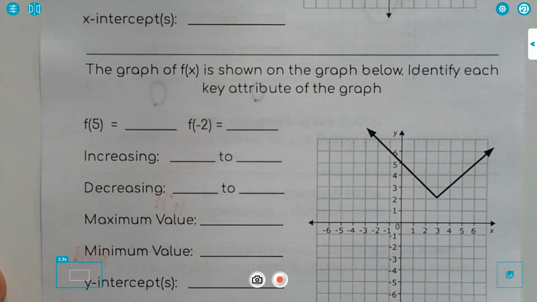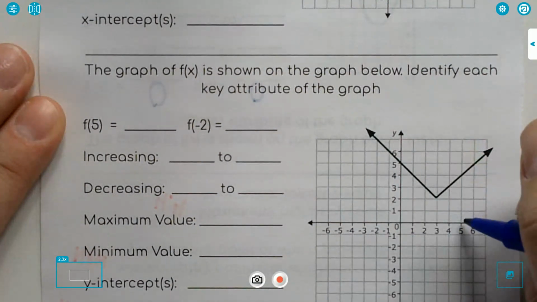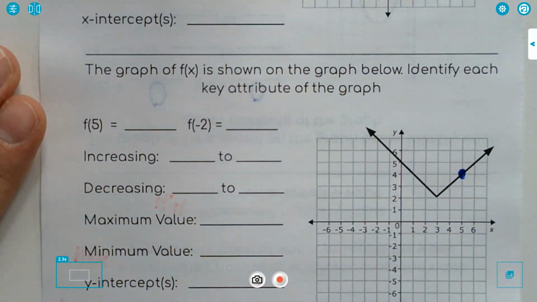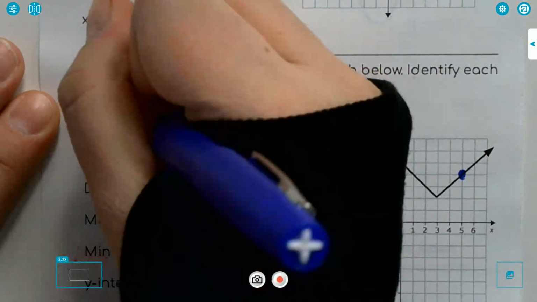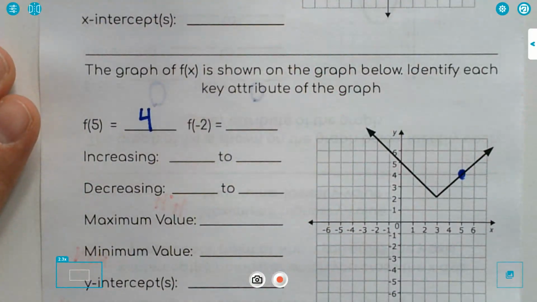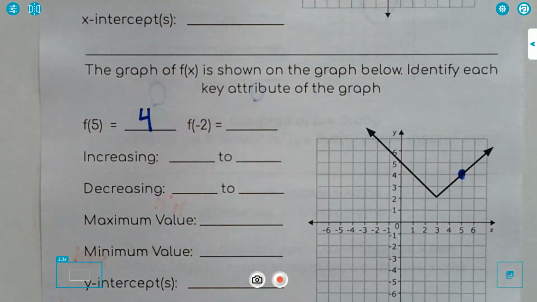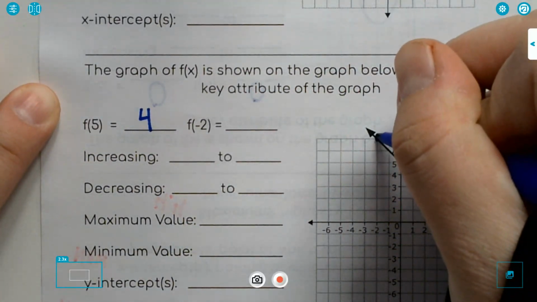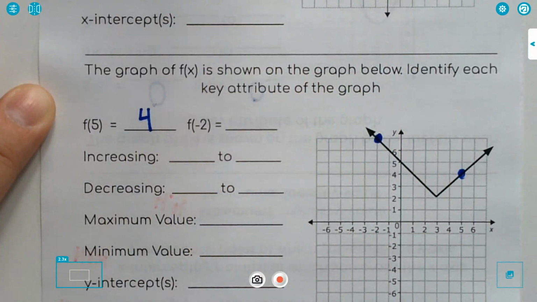F of 5 and f of -2. So f of 5, we're going to go on our x-axis to 5. Find our corresponding y value. It is up here at 4. And then f of -2, we go on our x-axis to -2. Go up to our graph. Our graph is at 7.